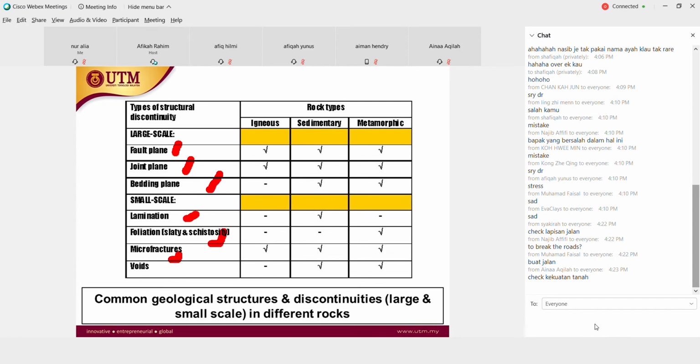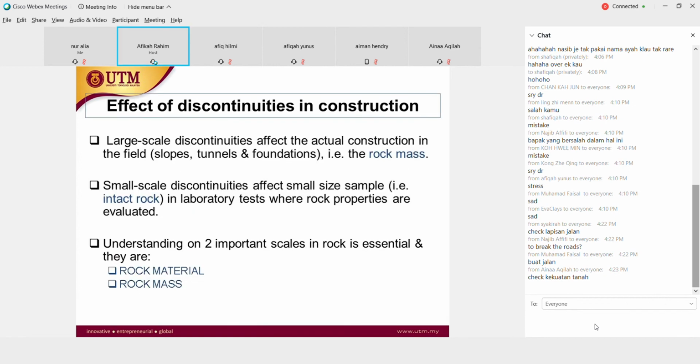Okay, this one and this one not so much, influencing the structures and strength of the rock. And next is the effect of the discontinuities in construction. Large scale, like fault, bedding, affect the actual construction such as slopes, tunnels, and foundations. Small scale will actually affect the lab scale tests in real life.